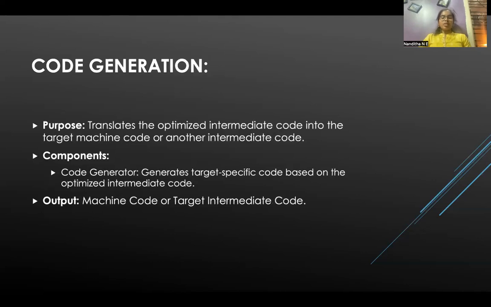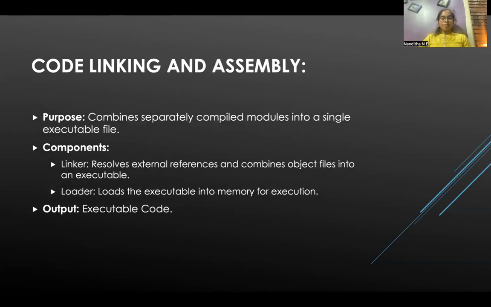Next, code generation. The purpose of code generation is to translate the optimized intermediate code into target machine code or another intermediate code. Components of code generation are the code generator, which generates target-specific code based on the optimized intermediate code. The output of code generation is machine code or target intermediate code.